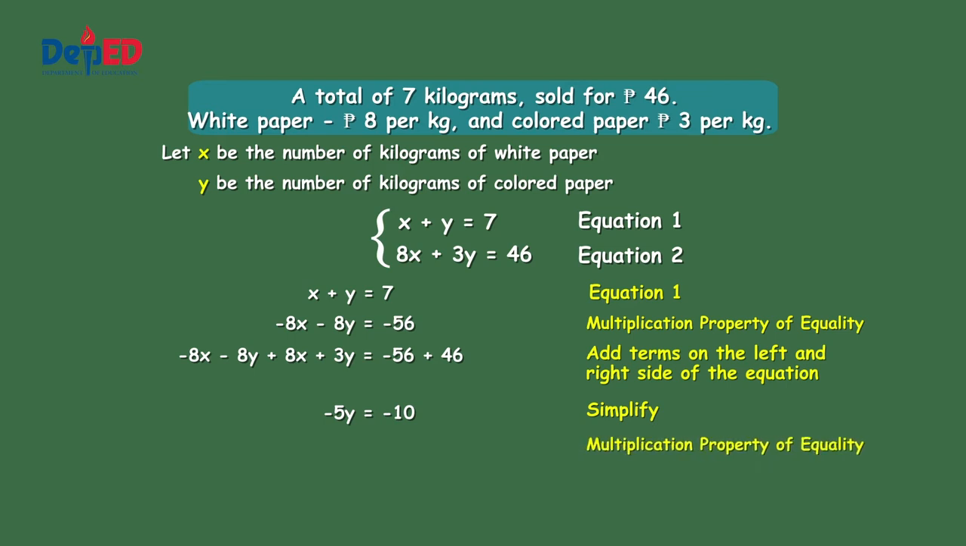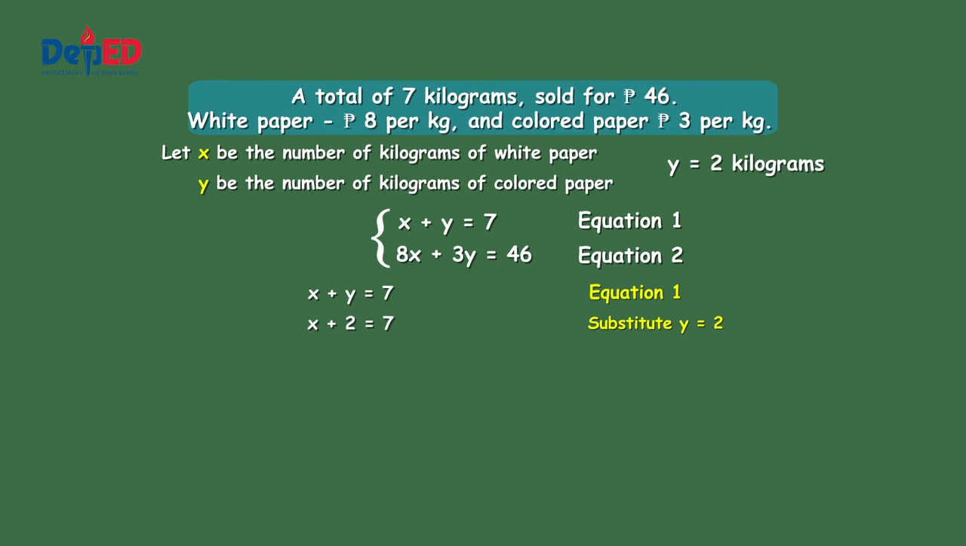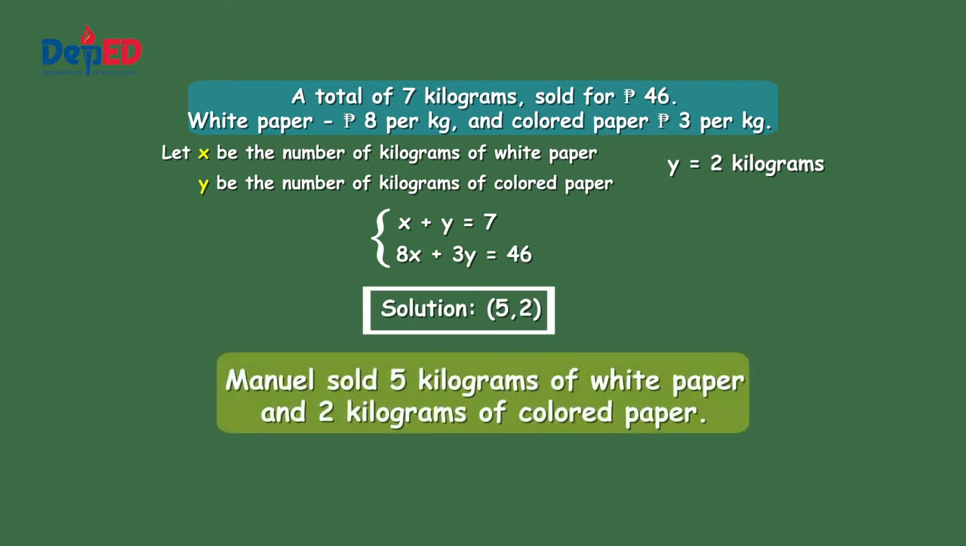Using the multiplication property of equality, multiplying both sides of the equation by negative 1/5, we will have y equals positive 2. We can substitute y equals 2 to the first equation. So x plus 2 equals 7, which means x is equal to 5. Therefore, Manuel sold 5 kilograms of white paper and 2 kilograms of colored paper.